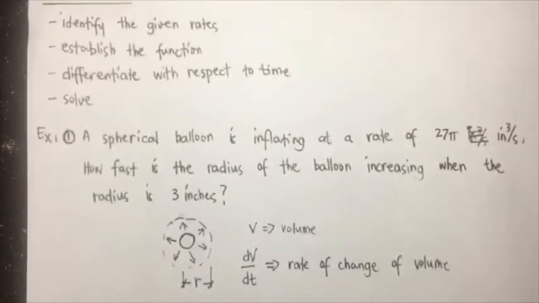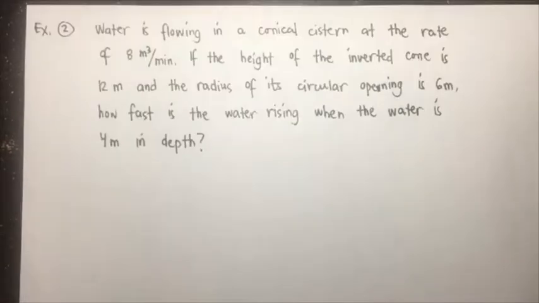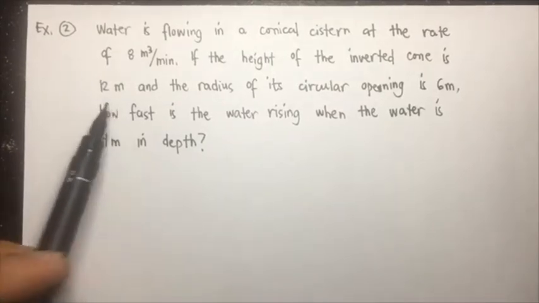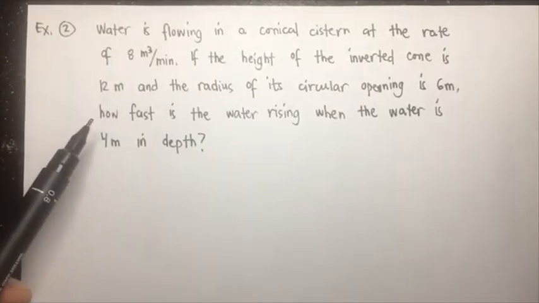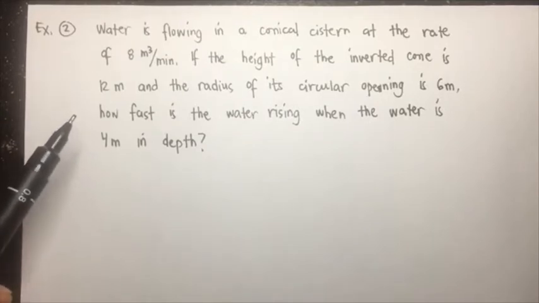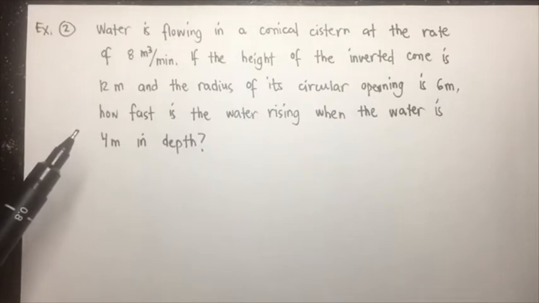So let's have another example. For our second example, water is flowing in a conical cistern at the rate of 8 cubic meters per minute. If the height of the inverted cone is 12 meters and the radius of its circular opening is 6 meters, how fast is the water rising when the water is 4 meters in depth? So we have the given here.